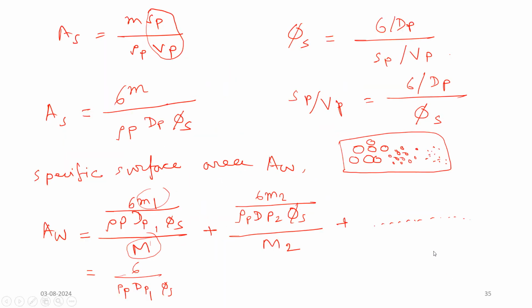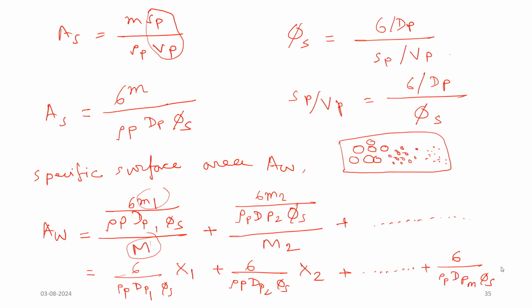So it is m1 by m, that will be x1. Similarly, 6 by rho p dp2 phi s will be x2. And if it has m number of particles, it will be 6 by rho p dpm phi s into xm, right?